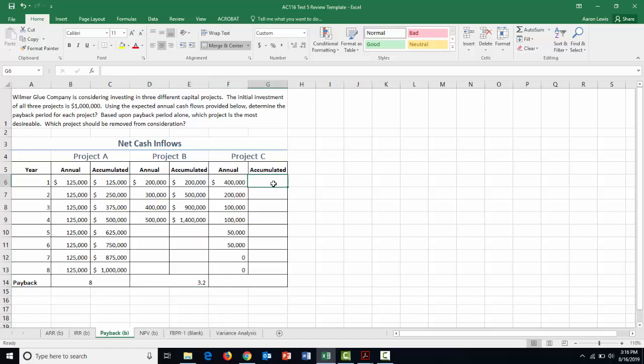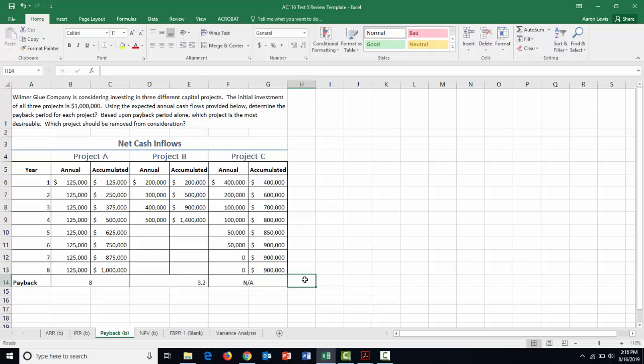Let's move on to project C. Same concept here. In year 1, our accumulated cash flows are just year 1's cash inflows. In year 2, they are equal to the accumulated balance from the year before plus that year's balance. And we can scroll down all the way like we did before. And we've got a conundrum here with project C. As you can see from our accumulated cash flows, it only gets to $900,000, which is an issue because how much did we invest to start with? We invested $1 million. So at what point will Wilmer Glue Company get paid back on its initial investment? They won't.